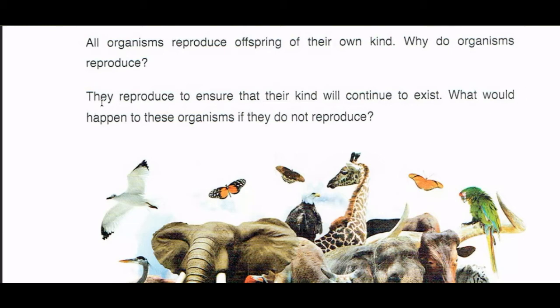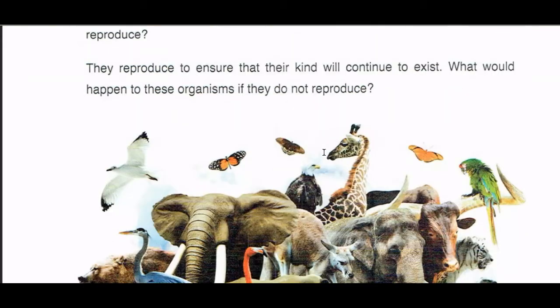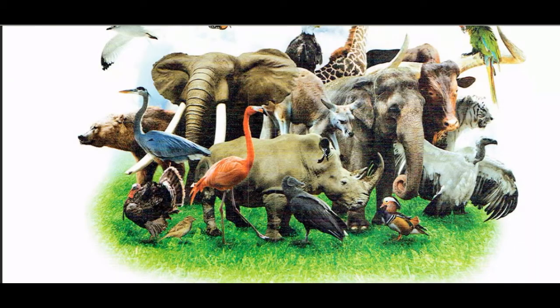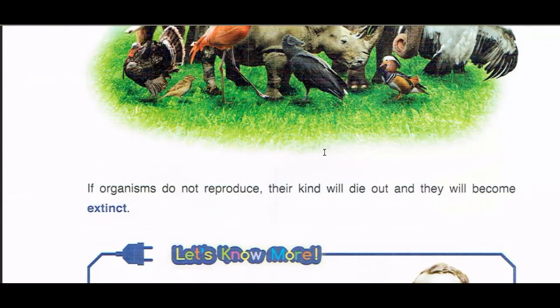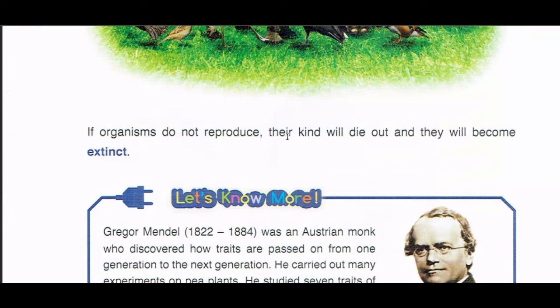So they reproduce to ensure that their kind will continue to exist. What would happen if the organisms do not reproduce? It would become extinct. That means, as an example, if people stop to have babies, in 100 years there are no people anymore. So this is the point about reproduction. If organisms do not reproduce, their kind will die out and they will become extinct. Extinct means not have anymore.